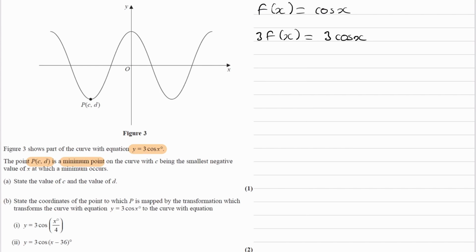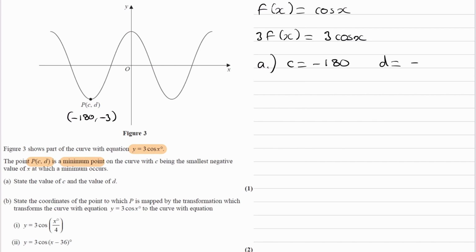So if we think of a normal cos graph, this coordinate here would have been minus 180, minus 1. But then, because we are multiplying the y coordinates by 3, the D, which is minus 1, now goes to minus 3. This does not affect the x coordinates, it only affects the y coordinates, so the minus 180 stays the same. So then our answer to part A, C is minus 180, and D is minus 3.